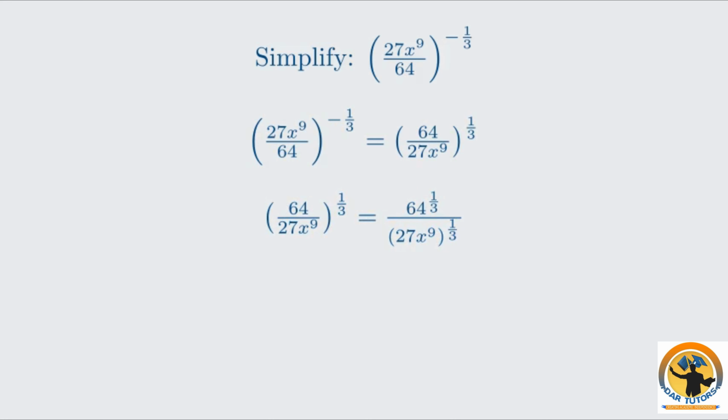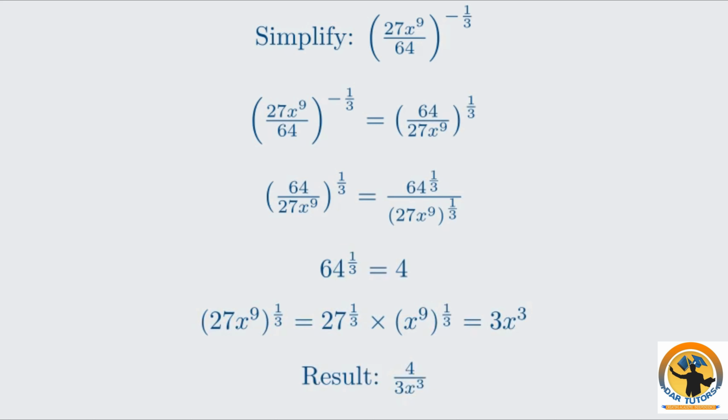Let's calculate each part. The cube root of 64 is 4. The cube root of 27 is 3. And for x to the 9th, we multiply the exponents. 9 times 1/3 is 3. So the cube root of 27x to the 9th is 3x cubed. Putting it all together, our simplified expression is 4 divided by 3x cubed.